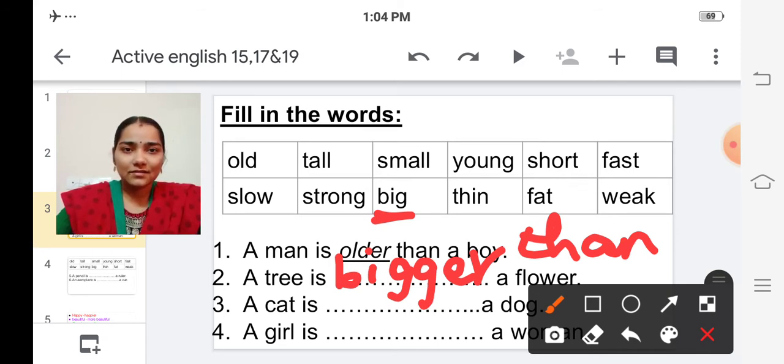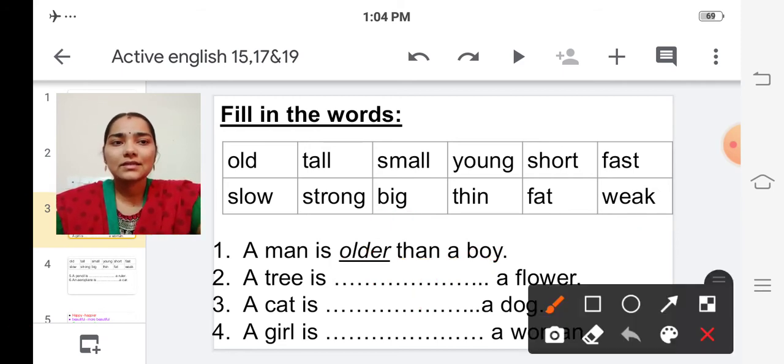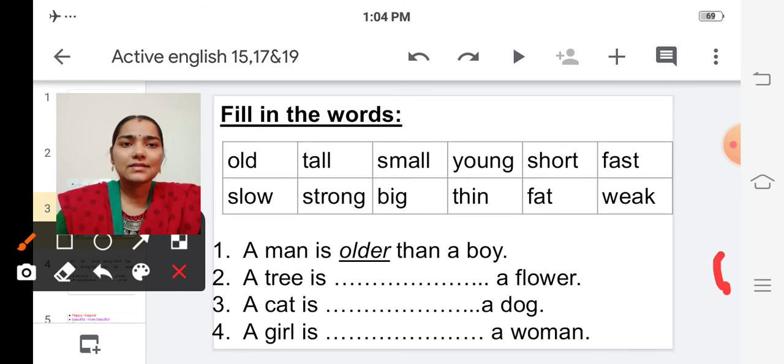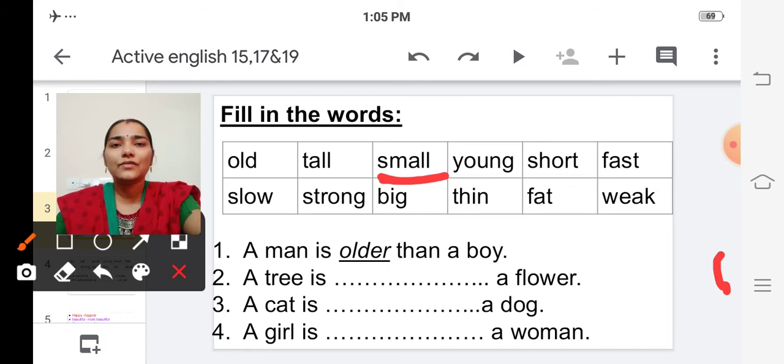Can you understand, children? Shall we move on to the next one? See the third one. A cat is dash a dog. So compare these two, cat and dog. Which word can we use? A cat is small, isn't it? So use the word small. What do we have to write? A cat is smaller than.